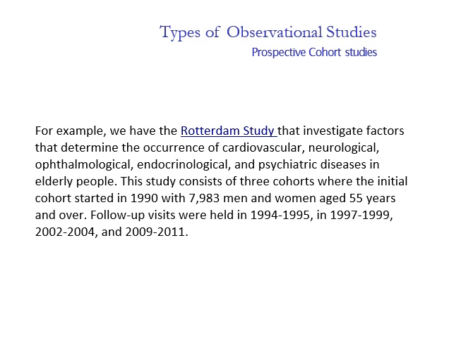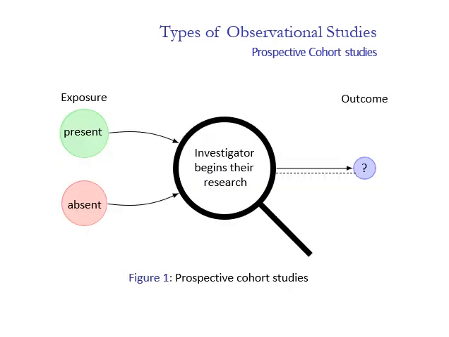In this case, for the Rotterdam study, they have people from different cohorts, and they look at them over their whole life to see how lifestyle and so on affect different aspects of their health. So diagrammatically, this is what it means. You have the presence or absence of exposure. In this case, you can be graduating from University A versus not graduating from University A, and the investigator begins the research, and then you look at the outcome. So you're looking into the future.